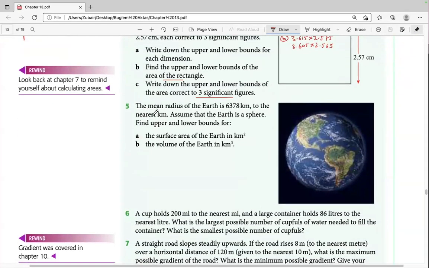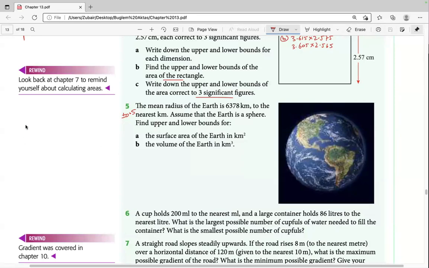Fifth one. The mean radius of Earth is 6378 kilometers to the nearest kilometer. Assume that the Earth is a sphere. Find the upper and lower bound for the surface area of Earth in kilometer squares. The mean radius of the Earth is given to the nearest kilometer, so it is plus minus 0.5 only.